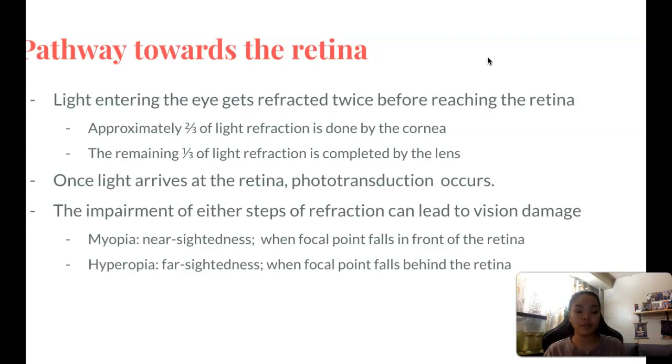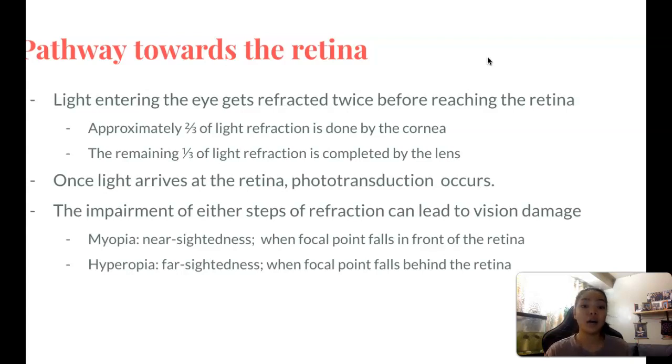So, starting with the pathway that light takes towards the retina, light enters the eye and gets refracted twice before reaching the retina. Approximately 2/3 of light refraction is done by the cornea, and the remaining 1/3 is refracted by the lens. Once light arrives at the retina, this is when phototransduction actually starts. Any impairment to either of those steps, whether damage to the cornea or damage to the lens, would lead to vision damage.